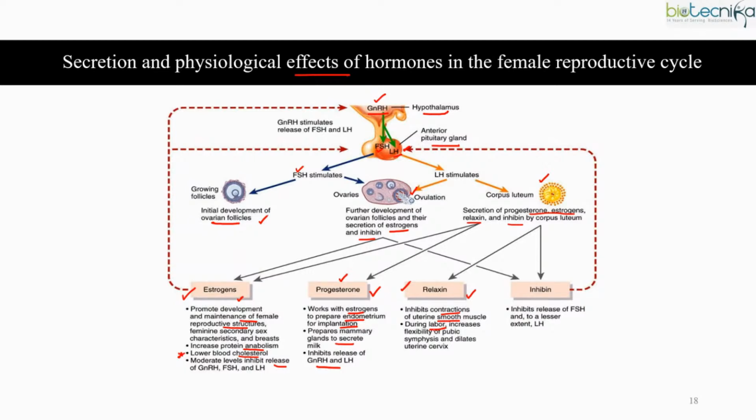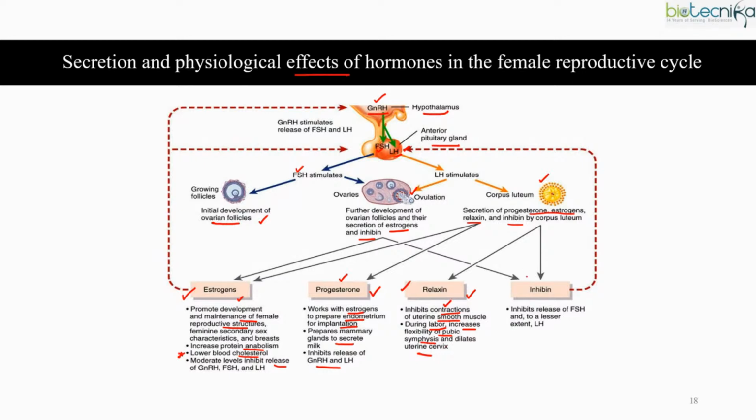But when the female is in labor, for childbirth there should be a release of relaxin, which will increase the flexibility of the pubic symphysis and dilate the uterine cervix. So that is what is happening here. During labor, relaxin helps in the dilation of the uterine cervix, while during pregnancy relaxin inhibits contraction, to maintain the pregnancy. So it has a very important role to play.